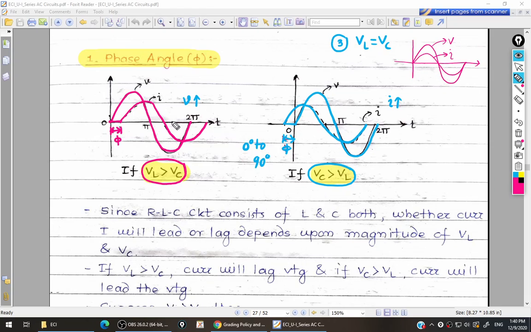So what is happening here: when VL is greater than VC, the circuit is inductive in nature. When VC is greater than VL, the circuit is capacitive in nature. And when VL is equal to VC, your circuit is resistive in nature. In an inductive circuit, voltage is leading. In a capacitive circuit, current is leading. And in a resistive circuit, voltage and current are in phase, having a phase difference of 0 degree. So this is regarding the phase angle of the RLC circuit.